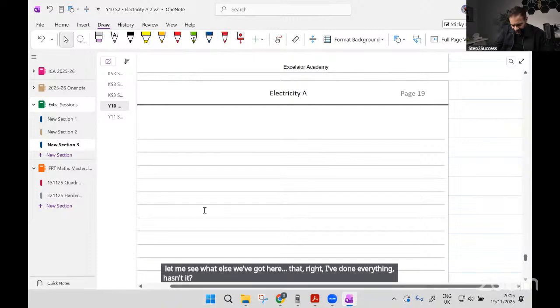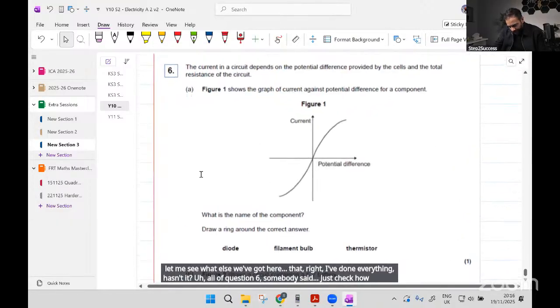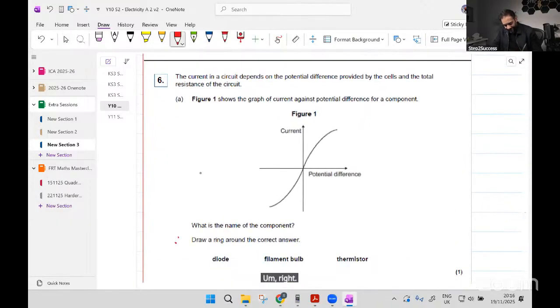All of question 6, somebody said. Just check how challenging that looks. Right, I really shouldn't have to answer this question, so I'm not going to.